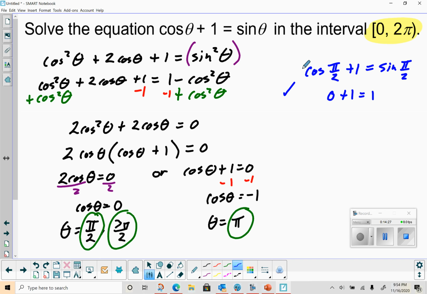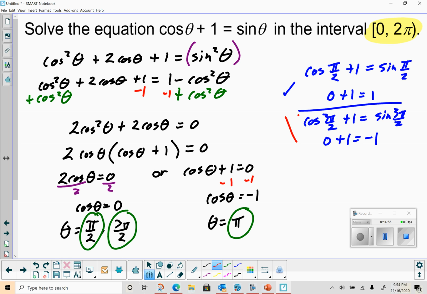That one checks out. For 3 pi over 2, we need to know if the cosine of 3 pi over 2 plus 1 is equal to the sine of 3 pi over 2. Well, the cosine of 3 pi over 2 is 0, plus 1, that'll give us 1. The sine of 3 pi over 2 is negative 1. Oops! That does not check out, we need to remove that one from our list of solutions.